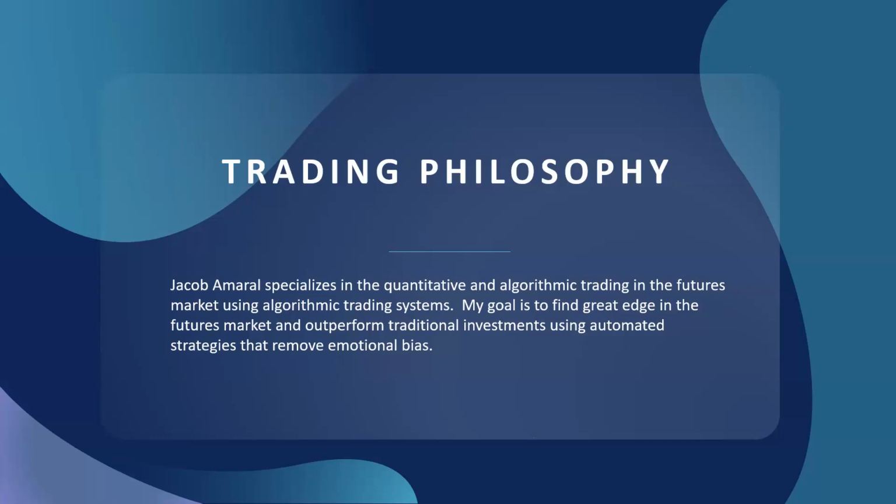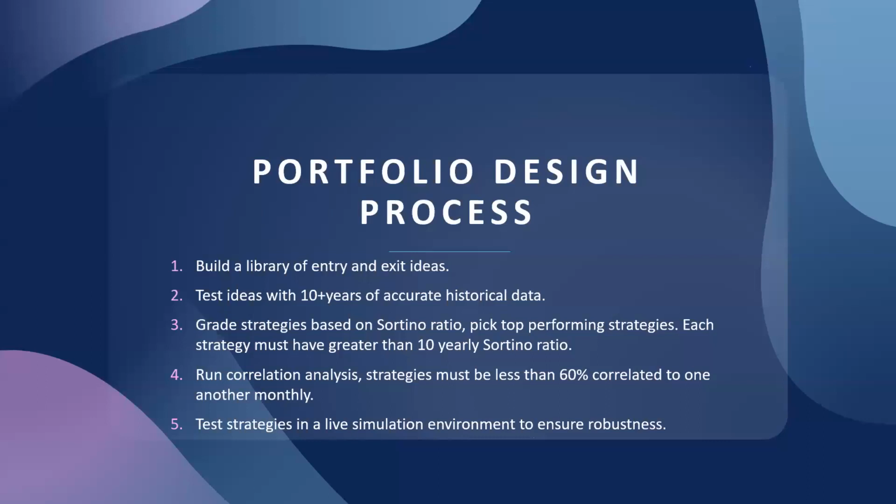And overall, my goal is to find great edge in the futures market and outperform traditional investments using automated strategies that remove emotional bias. Now, I didn't like putting that word emotional in there because you can still be emotional when your money's on the line for sure. Your emotions are still going to be there, even if you have an automated trading strategy. When you're down 20% or up 10% in a day, you're going to have emotions, and that's part of it. But automated trading strategies do remove a lot of human error, which I like a lot, and allow me to scale and trade a lot of different instruments very quickly. So as a manual trader, I wouldn't be able to do that.